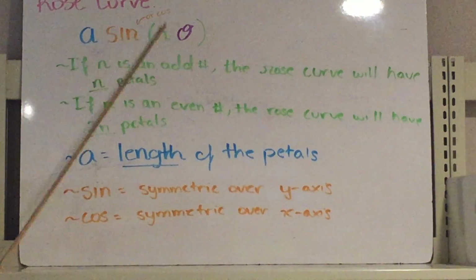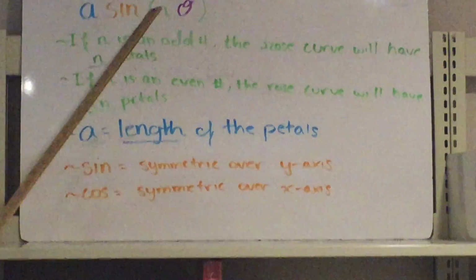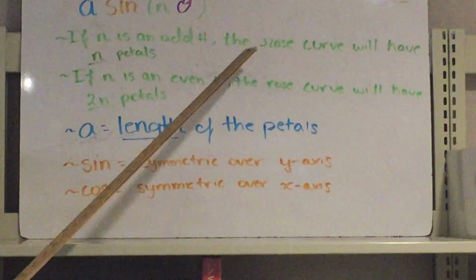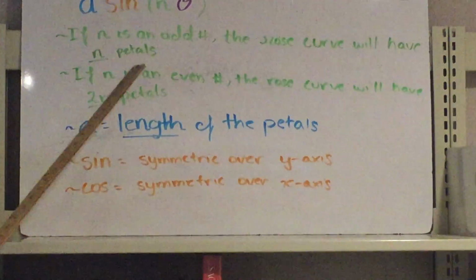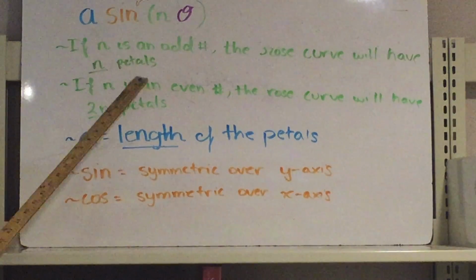And then what does the n mean inside the brackets? So if n is an odd number, for example 1, 3, 5, whatever, the Rose curve will have n number of petals. So if it's 3, the Rose curve will have 3 petals. If it's 5, the Rose curve will have 5 petals.